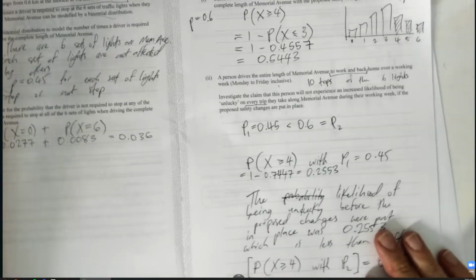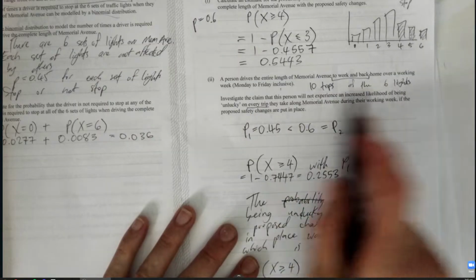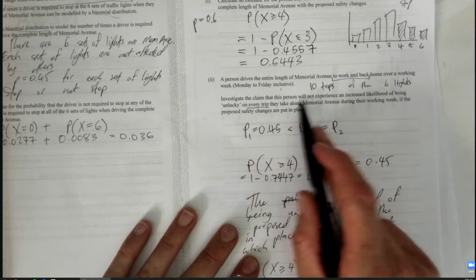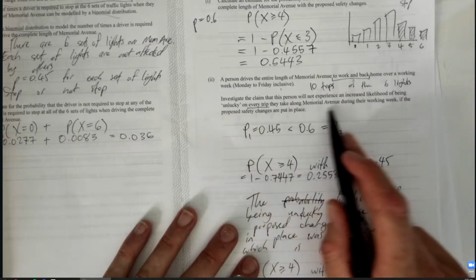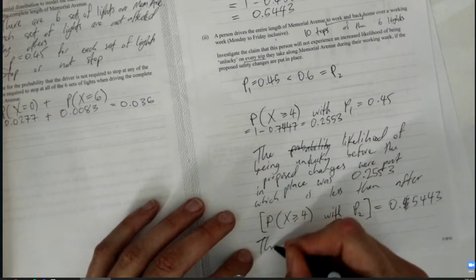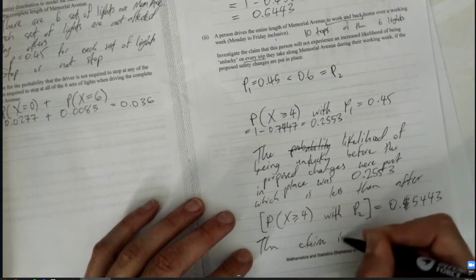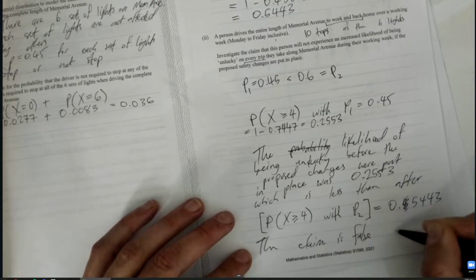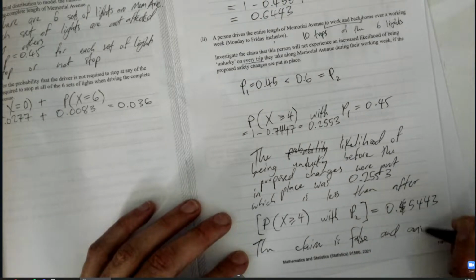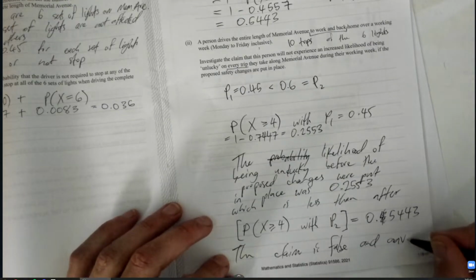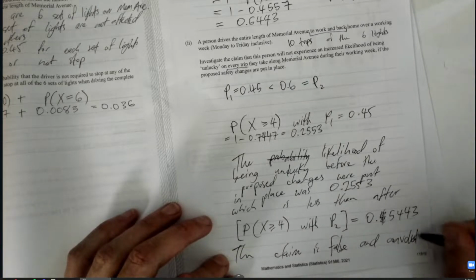I think it's wrong. Because I've got this information, I didn't even use it. Investigate the claim that this person will not experience an increased likelihood. Claim is false. The claim is false and convoluted. I don't even know how to spell that. Convoluted.